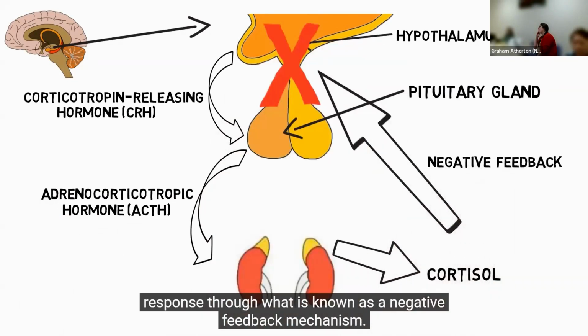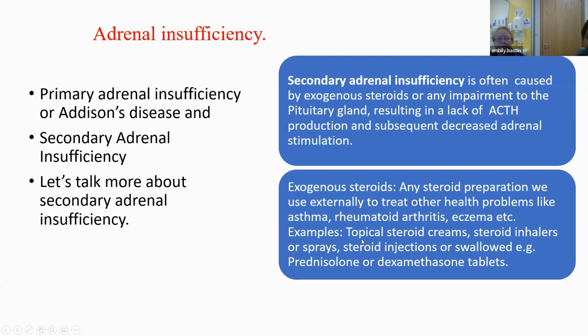So yeah, as I said in the beginning, for adrenal insufficiency there are two types: primary adrenal insufficiency, or Addison's disease, and secondary adrenal insufficiency. The secondary adrenal insufficiency is often caused by exogenous steroids or any impairment to the pituitary gland resulting in a lack of ACTH production.